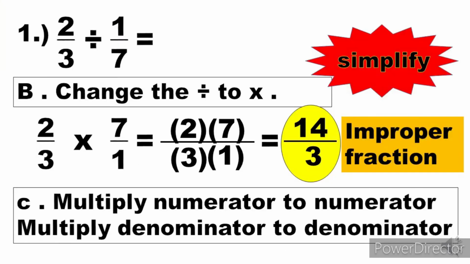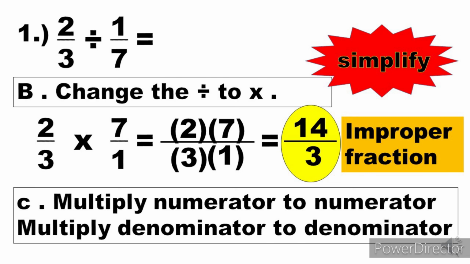Okay, the next, after natin nakuha ang reciprocal ng divisor, i-change natin yung divide sa multiply. Okay, so now we have 2/3 times 7 over 1. So yung divide, pinalitan natin ng times. And then, ni-reciprocal or binaligtad natin yung 1 over 7, naging 7 over 1. And then, i-multiply natin yung numerator sa numerator, denominator sa denominator. So, yan yung third step.